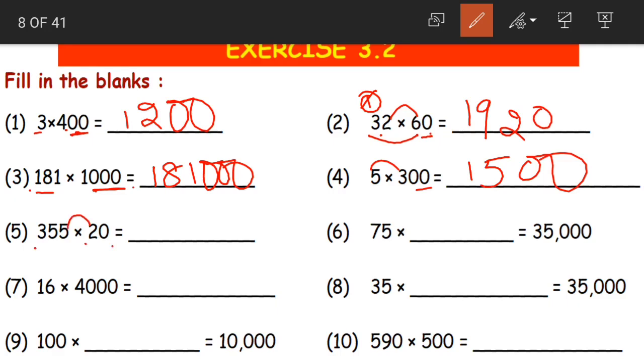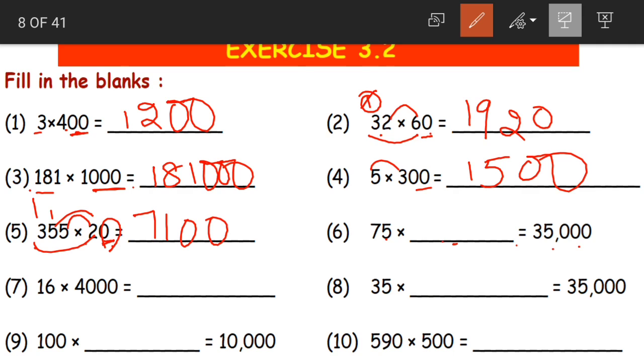355 into 20. 5 twos are 10, 1 carried. 5 twos are 10 plus 1, 11. 2 threes are 6 plus 1, 7, and lastly another 0, because in 20 we are having 1 zero. Now 75 into dash is equal to 35,000.